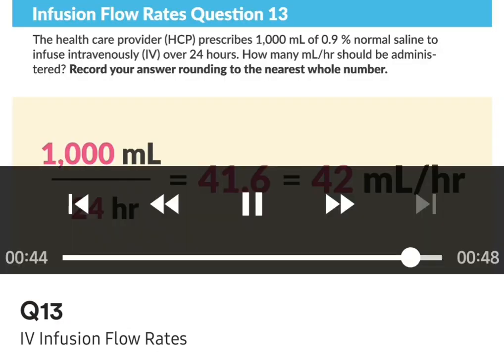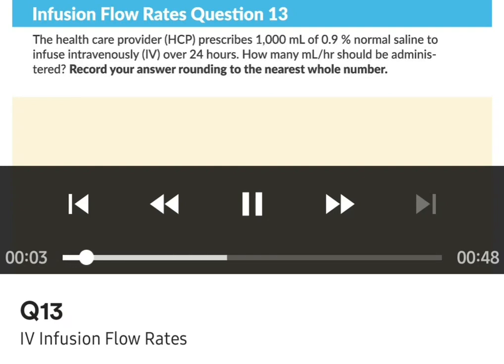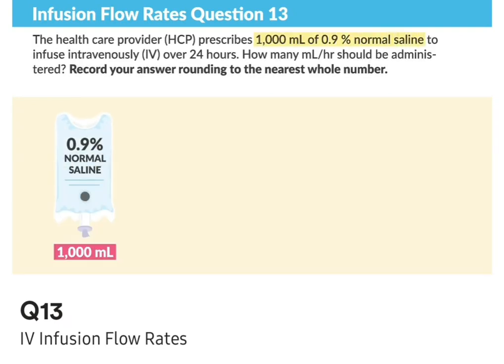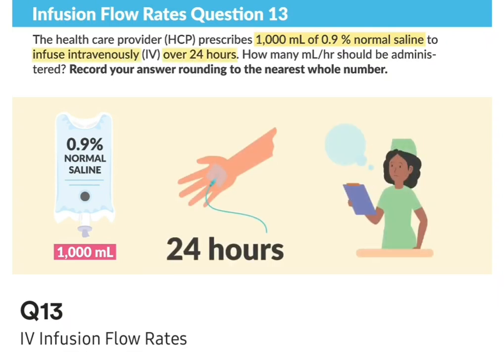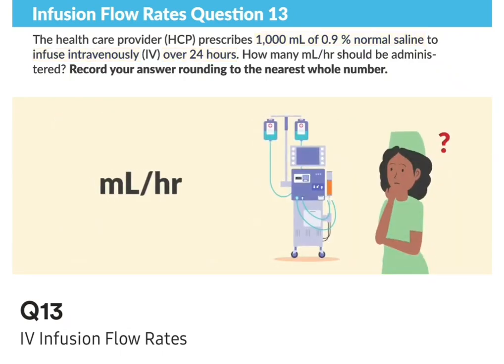All right, question 13. The healthcare provider prescribes 1,000 mLs of normal saline to infuse intravenously over 24 hours. How many mLs per hour should be administered? So what are we calculating for? We're calculating for mLs per hour. So remember the rounding rules.